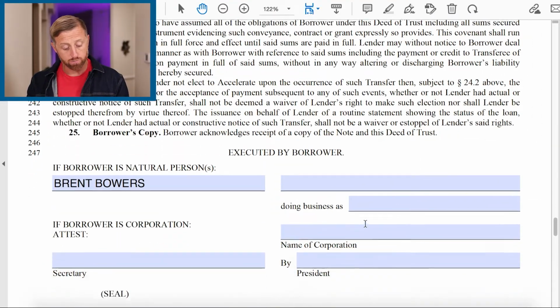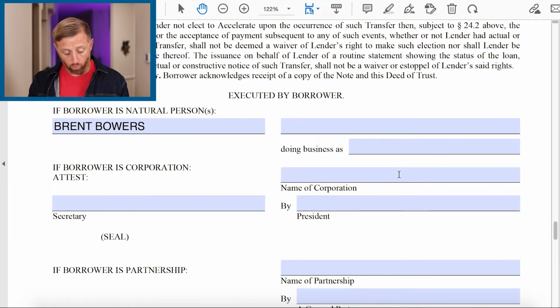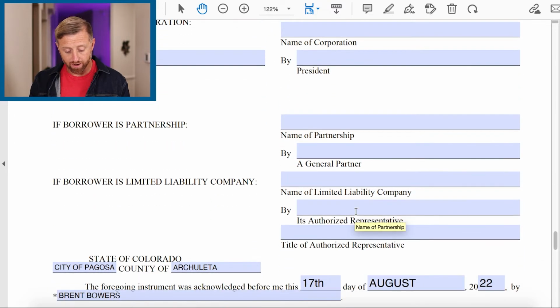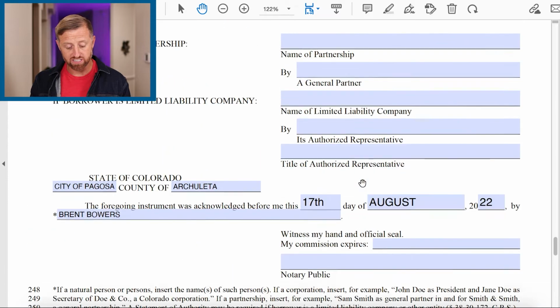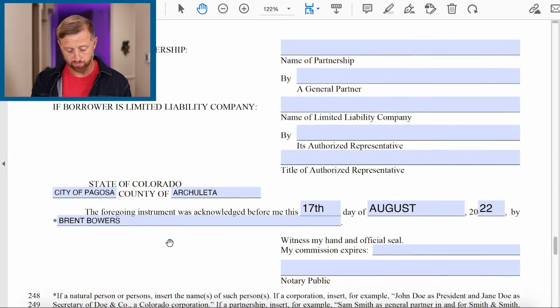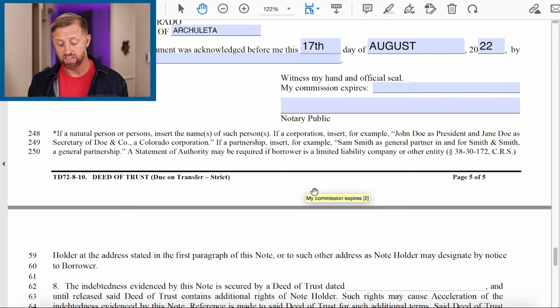Next, this is executed by borrower. I put my first and last name. If you're a corporation, you would put it right here. If you're a partnership, you would put the information right there. Limited liability company goes here. And then you actually sign this in front of a notary. State of Colorado, City of Pagosa. The notary stamps it. You have to show your driver's license.